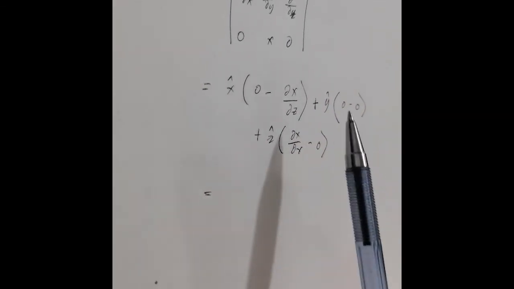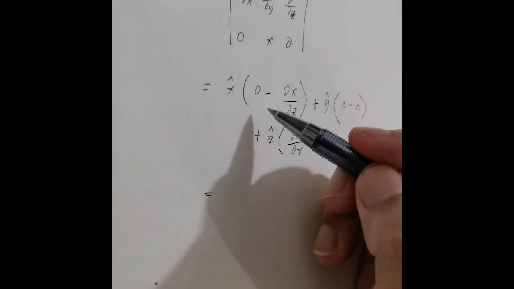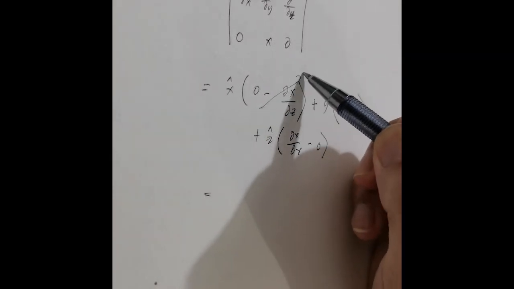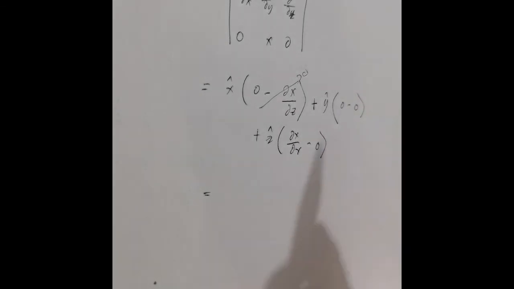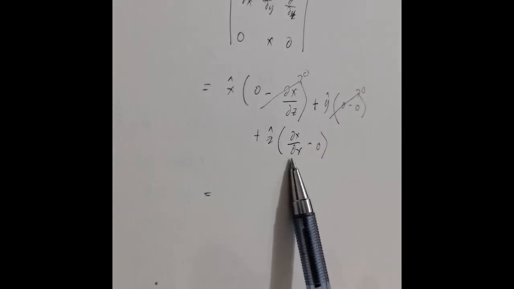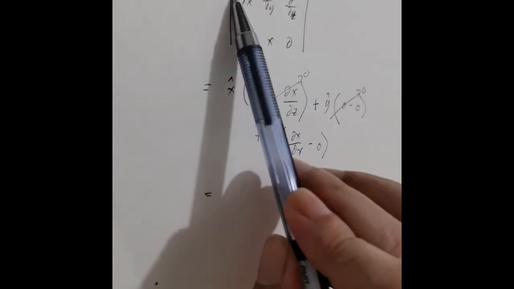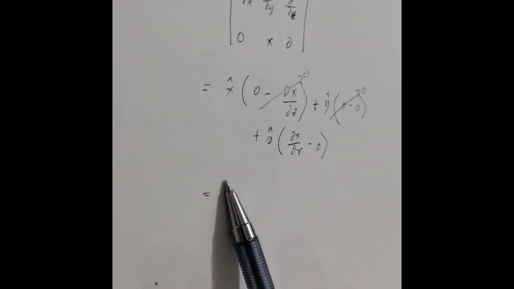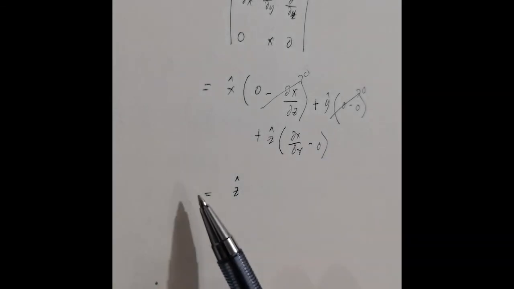So simplifying, partial x, partial z is 0. This is also 0, right? And this is 1. Partial x of z, partial x. This is 1. So we actually get z hat. So that's it.